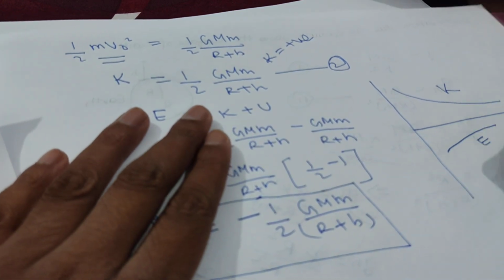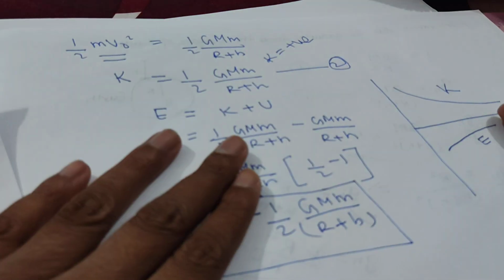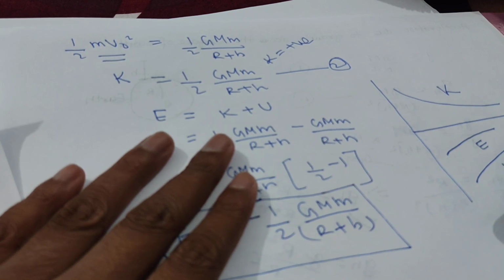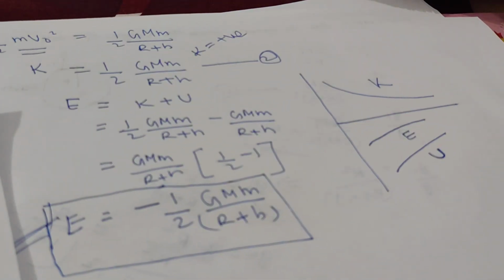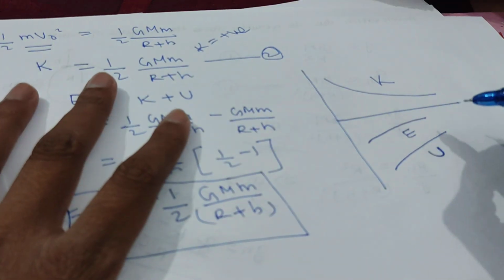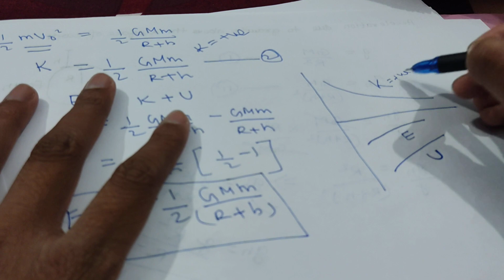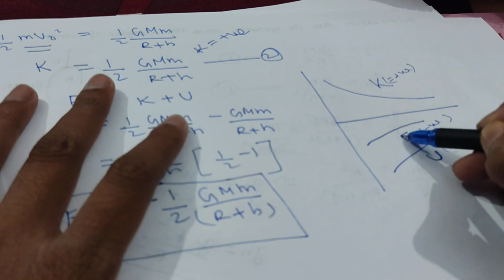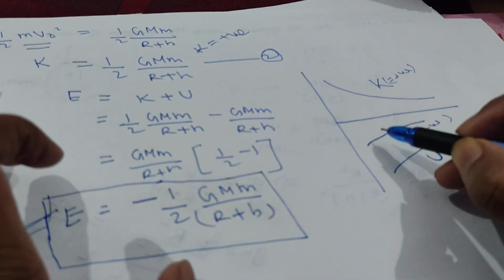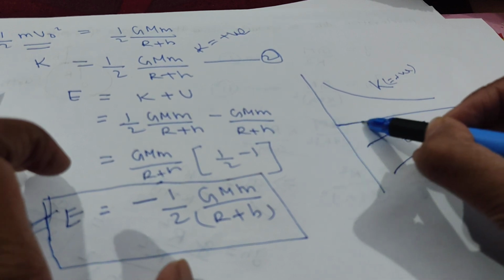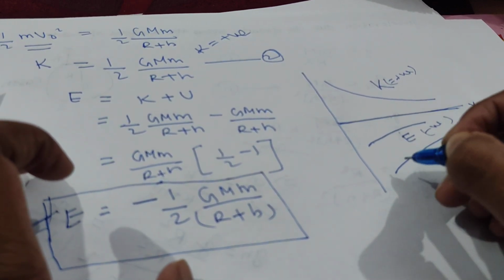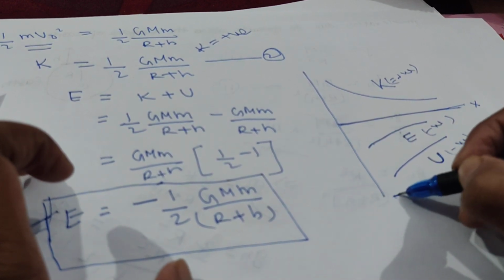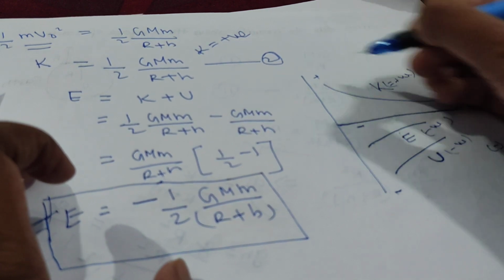I am making it as an arc in the graph. That is the graph, and it shows the polarity. Kinetic energy is in the positive, while the total energy and potential energy are in the negative. The total energy has the lesser magnitude, so it is nearer to the x-axis. This quadrant is the minus quadrant, this is also minus, and this is the positive quadrant.